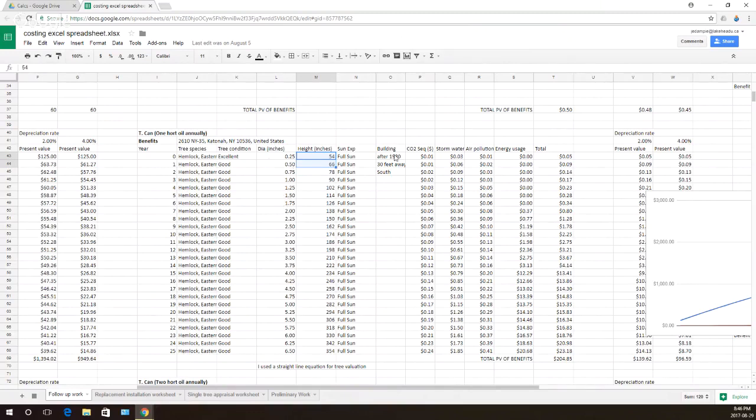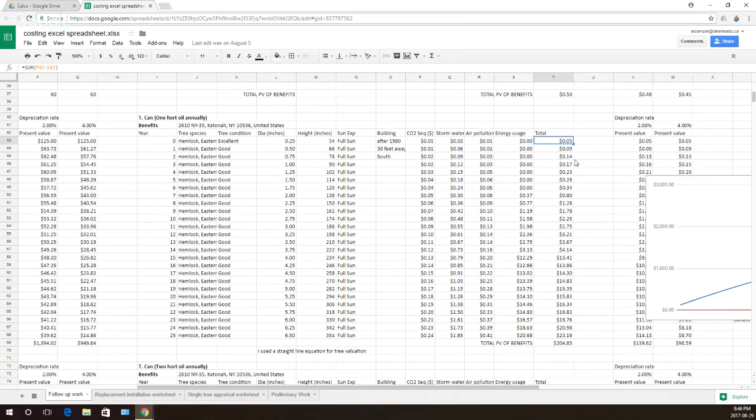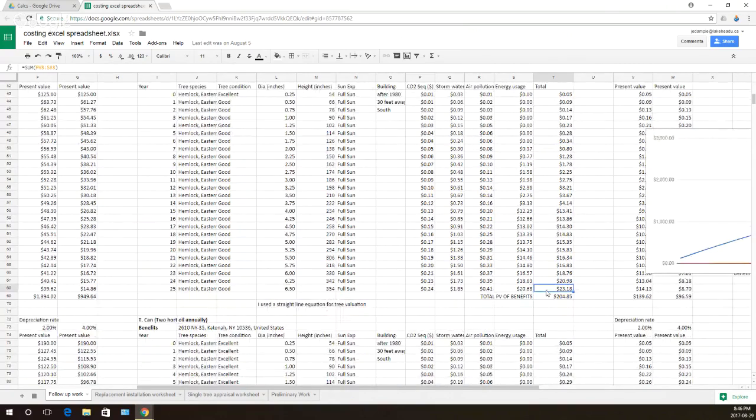And again, we're assuming for all of these five scenarios that it was near a home built after 1980 and 30 feet in the southern direction. For each of those steps, we're pulling those numbers out of iTree. So the first year it's 5 cents, and by the end of the 25th year, the benefit for that 25th year is $23.